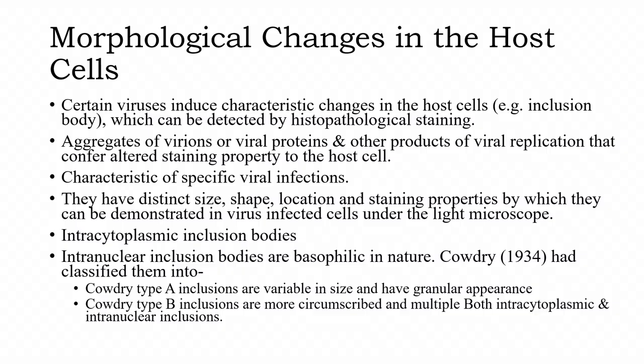The viruses can also bring about some changes in the host cells, called inclusion body formation, which is seen with histopathological staining. This is when the viral proteins and other products clump together and give a particular staining property to the cell, and based on this we can also find out the actual virus which is causing infection. They can be intracytoplasmic inclusion bodies or intranuclear inclusion bodies. The very famous ones are the Cowdry type A and type B inclusion bodies.